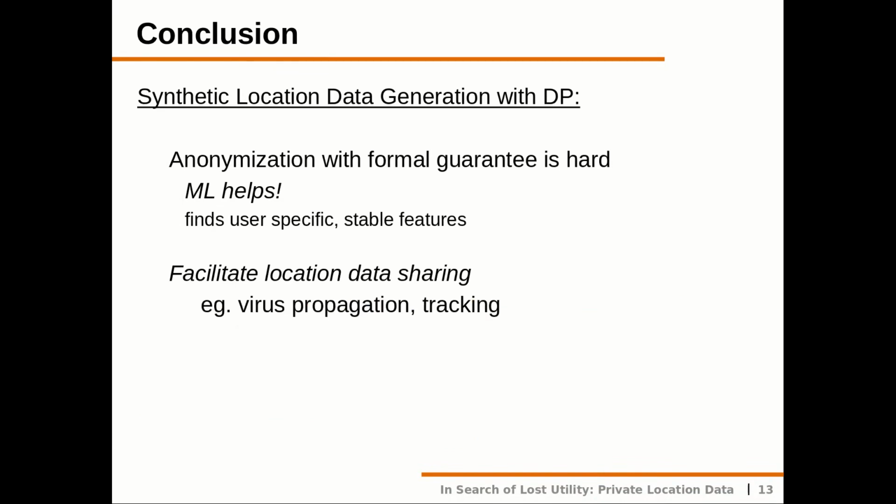Okay, so what's the conclusion? What we did again was synthetic location data generation with differential privacy. And we learned that anonymization with formal guarantees is hard, but machine learning methods can help. Machine learning methods like deep learning, what we used, find specific stable user features in a high dimensional space that it is otherwise very hard to find, and you must introduce a lot of noise otherwise. So machine learning helps, great.